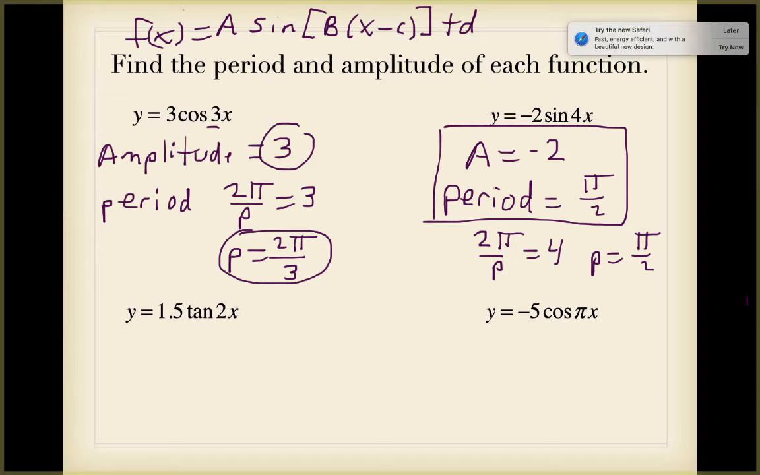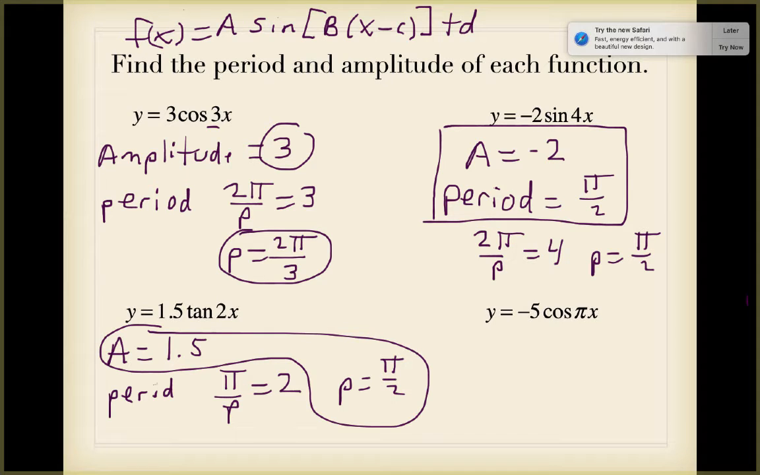For the next one, you can already see that the amplitude, in this case, is 1.5, because that's our leading coefficient. And then for the period, the tangent function has a period of pi. So we're going to have pi over p has to equal 2. So the period is pi over 2.